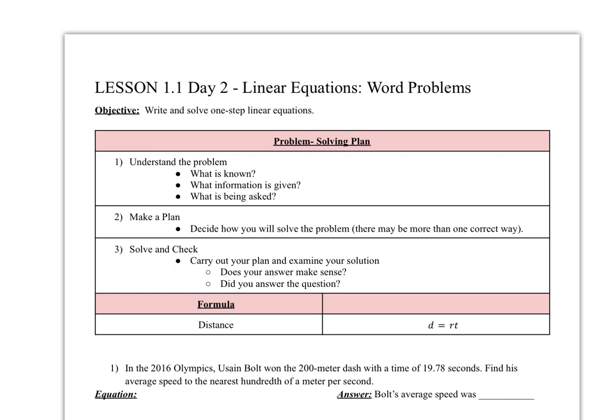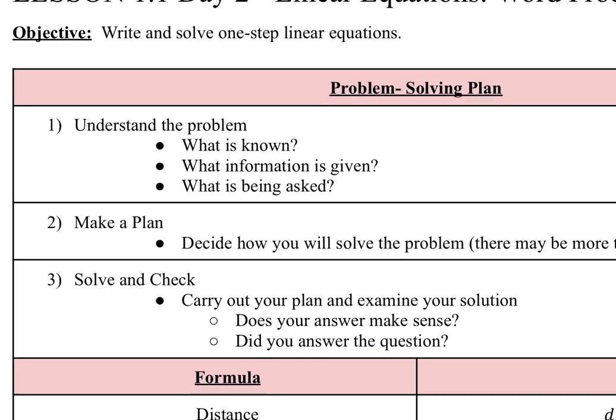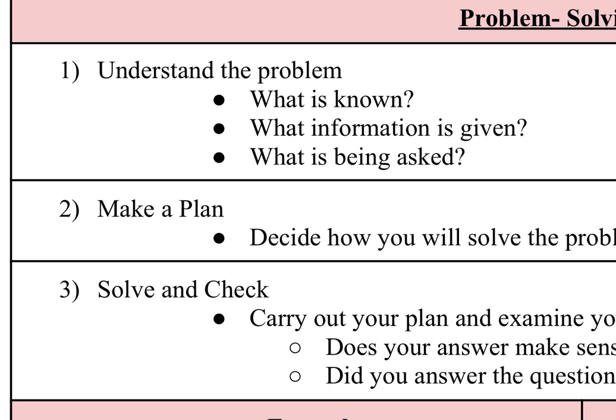Today we are doing lesson 1-1, day 2, linear equation word problems. And so our objective, we're still going to write and solve one-step linear equations. That hasn't really changed. That's still our goal in this section. Problem-solving plan. We have understand the problem. Okay, what is known? What information is given? What is being asked? We need to know that before we can really start and make a plan.